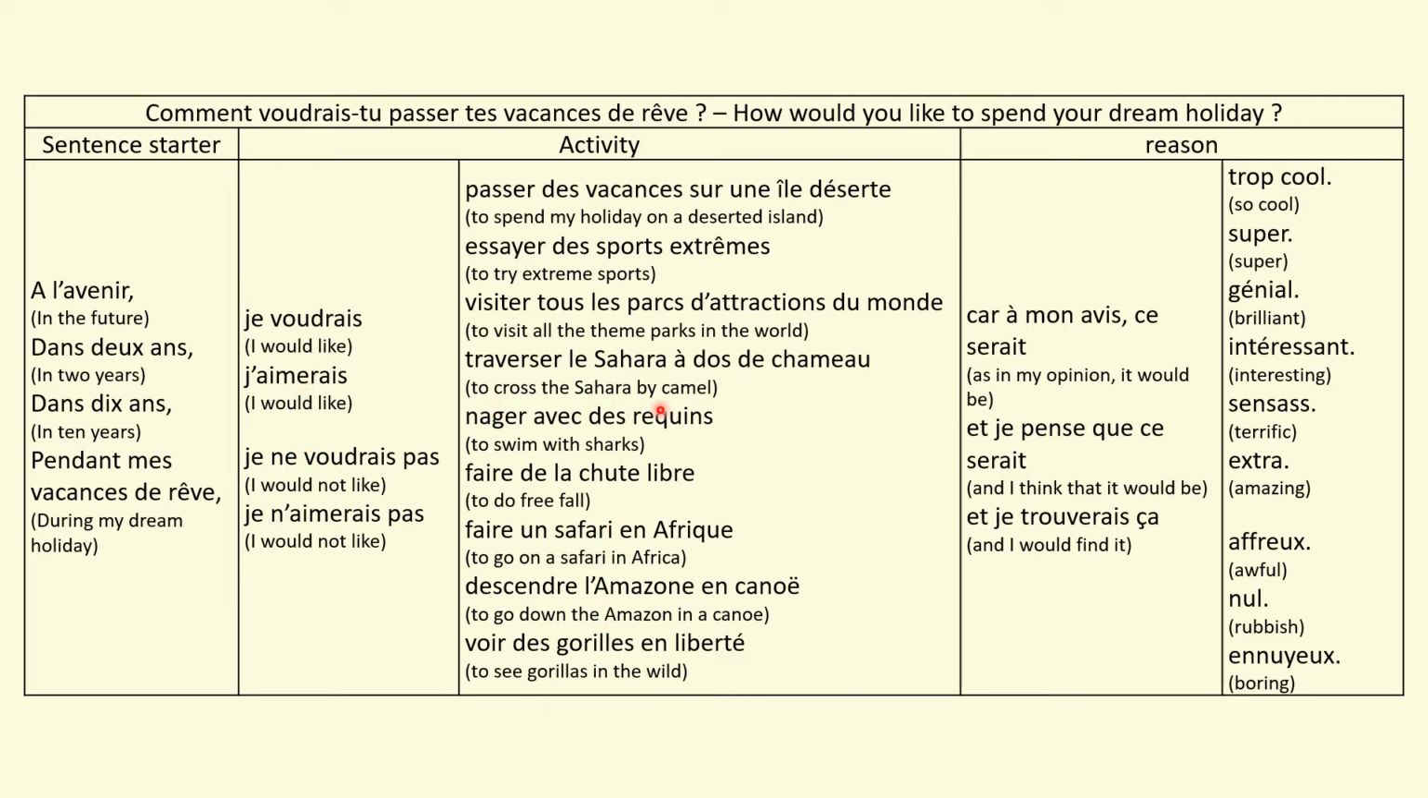So I'm going to read a phrase, and what I want you to do, I want you to repeat it after me, please. A reminder that it's really important that even if you're at home or on your own in your bedroom, you still need to say those sentences out loud, please. Je voudrais passer des vacances sur une île déserte. J'aimerais essayer des sports extrêmes.